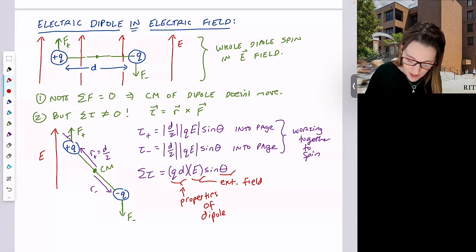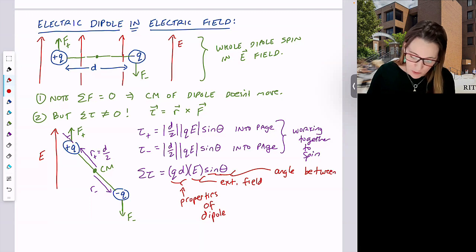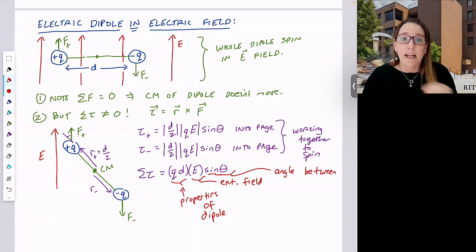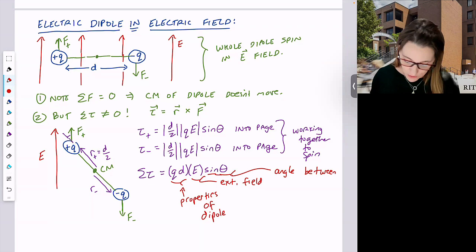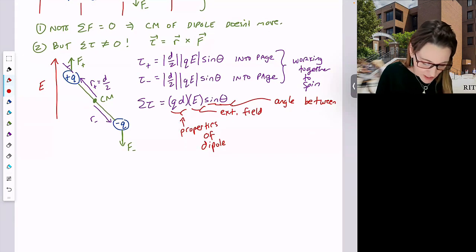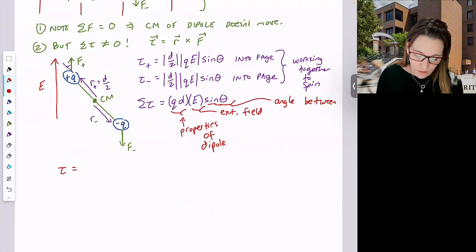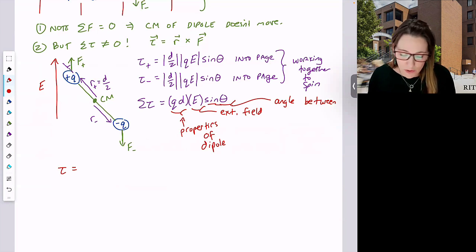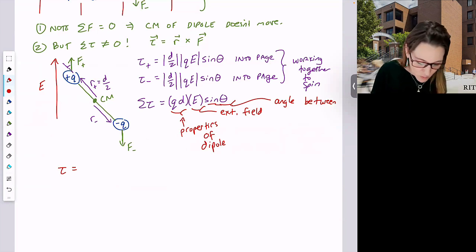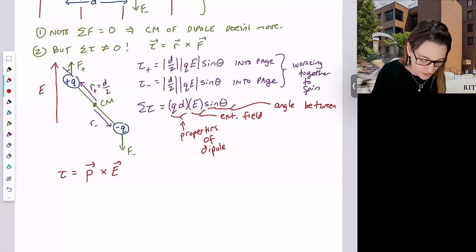And then this sine theta is going to come from the cross product. That's the angle between them, so between Q, D, and E. So what we actually want to do is write this torque now as a cross product. So we can write this useful result that we end up with, the torque on a dipole, as P, I'll define P in a second, cross E. Our E is our external electric field. That's our torque on a dipole.